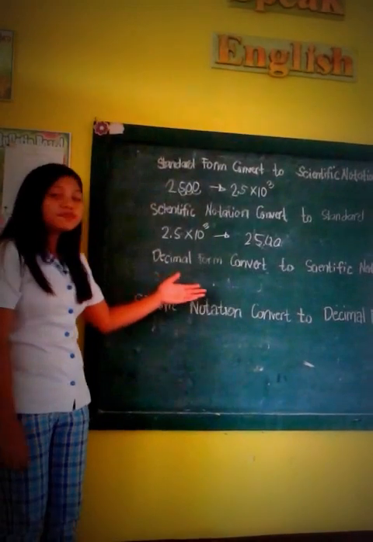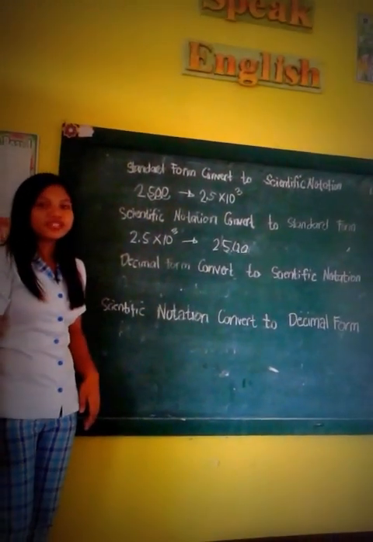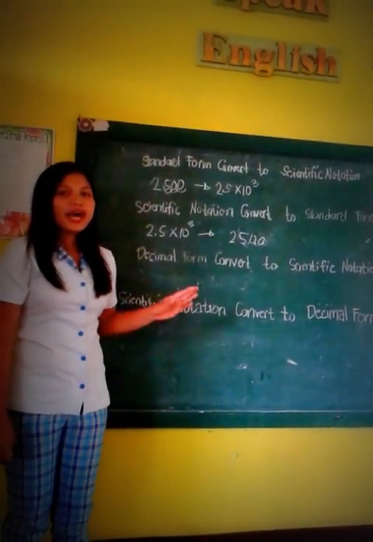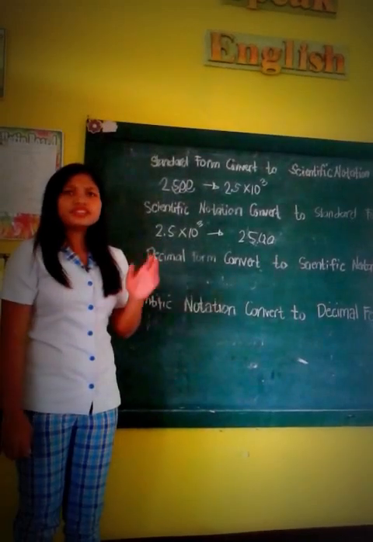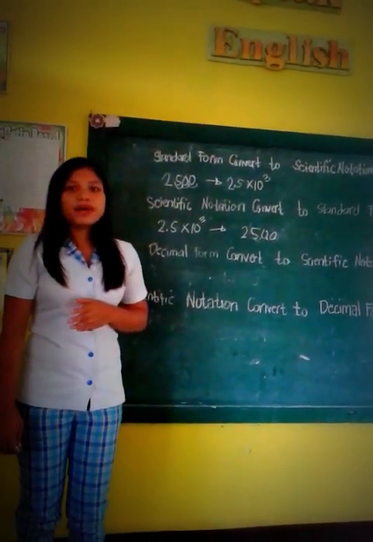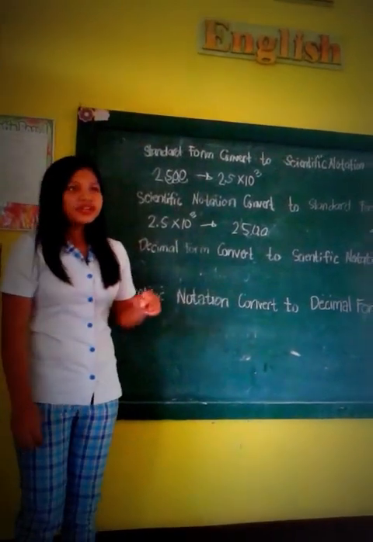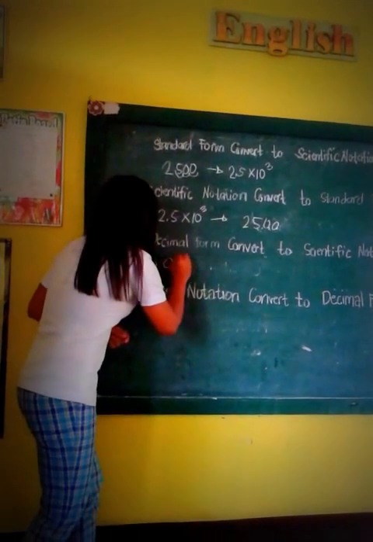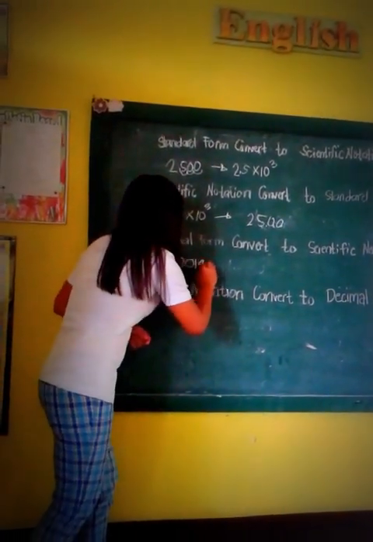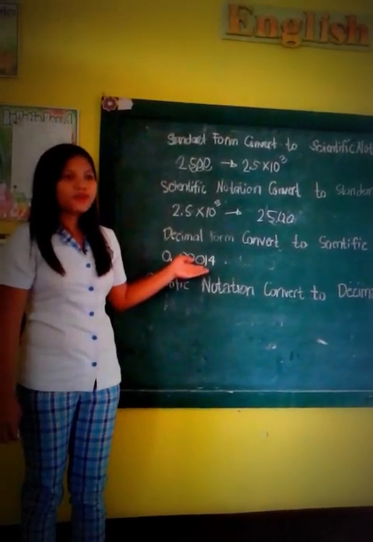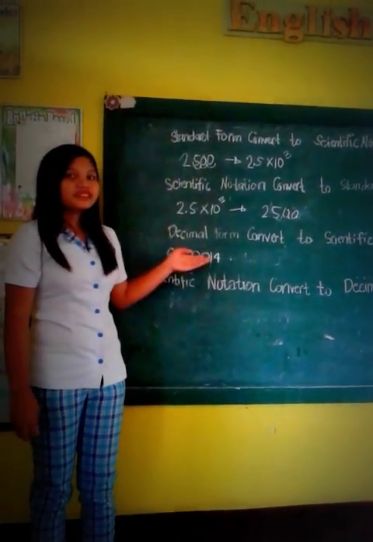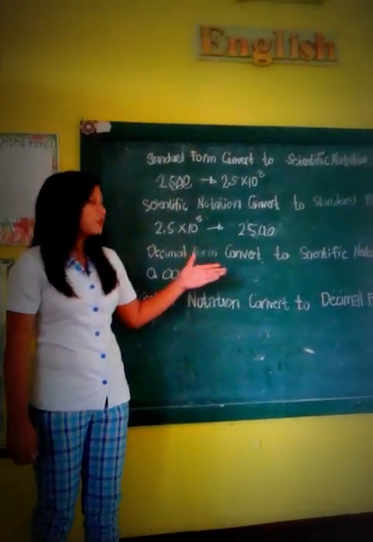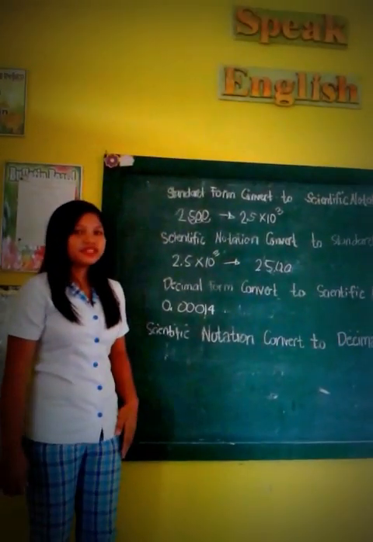Step number 3 is converting decimal form to scientific notation. I have a problem situation. Anna washed her clothes and she was happy watching the bubbles. And she was thinking, what would be the possible thickness of a bubble? Okay, the possible thickness of a bubble is 0.00014. So now this is a decimal form and now you will have to convert it into scientific notation.